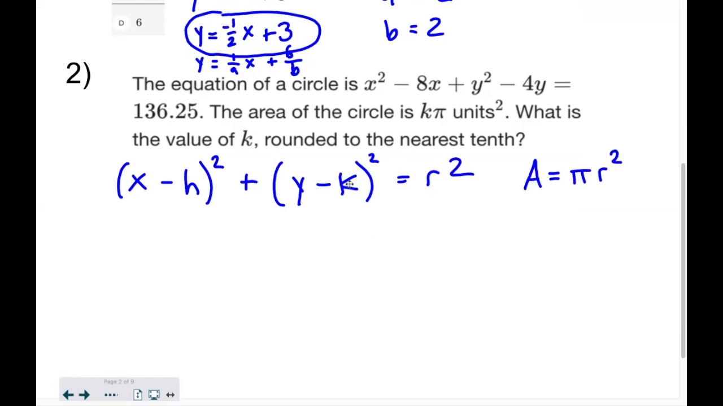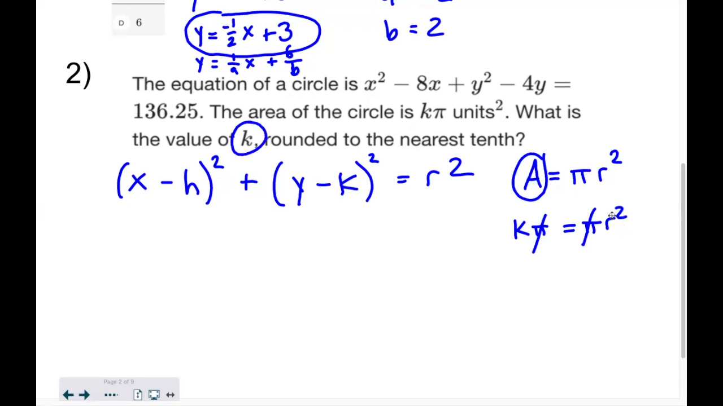And they're telling us that the area of this circle is k pi units. So if I replace this a with k pi, and I imagine I could just get rid of these pi's, and they want me to find k. But notice k is just r squared.